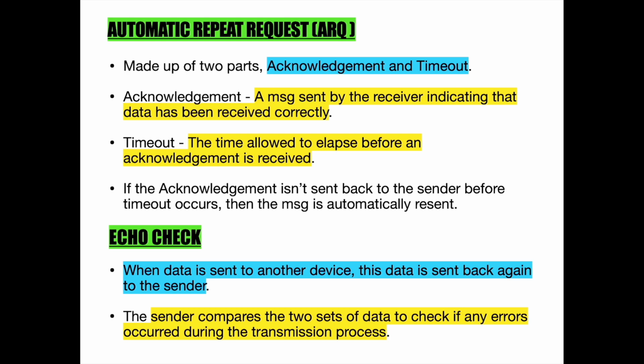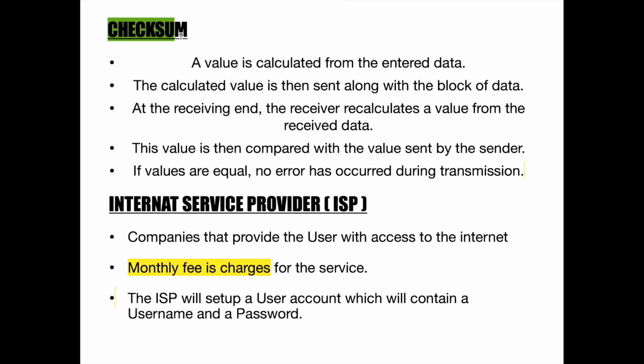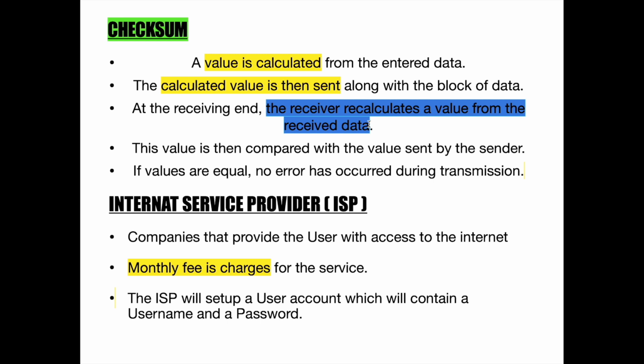Now let's talk about the last error checking method, which is checksum. In this method, a value is calculated from the entered data. The calculated value is then sent along with the data. At the receiving end, the receiver recalculates a value from the received data. This value is then compared with the value sent by the sender. If the values are equal, no error has occurred during transmission. But if the values are not equal, then an error has occurred. Well, all these points simply give us a clear understanding about the error checking methods.